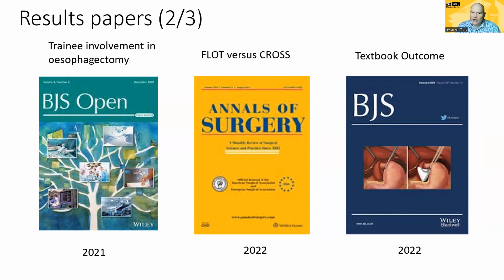Because we had nice data on chemo and chemoradiotherapy, we also used the data set to publish again in the Annals, looking at the short-term outcome differences and histopathological differences with FLOT versus CROSS chemoradiotherapy. And again, we also published on textbook outcome, which you'll know is a composite measure looking at quality. The textbook outcome for esophagectomy is having clear margins, adequate lymphadenectomy, no major complications, no return to theatre, and a fairly short length of stay.